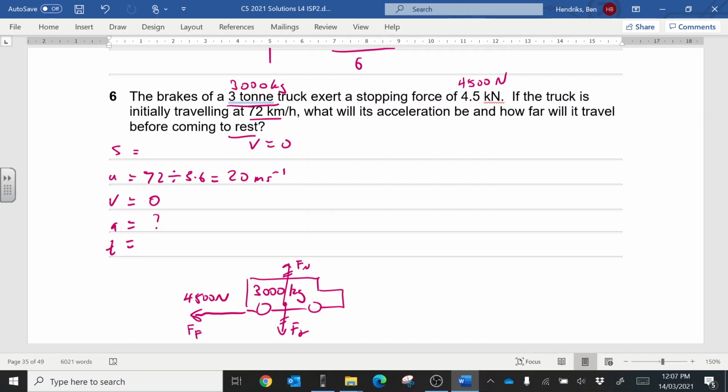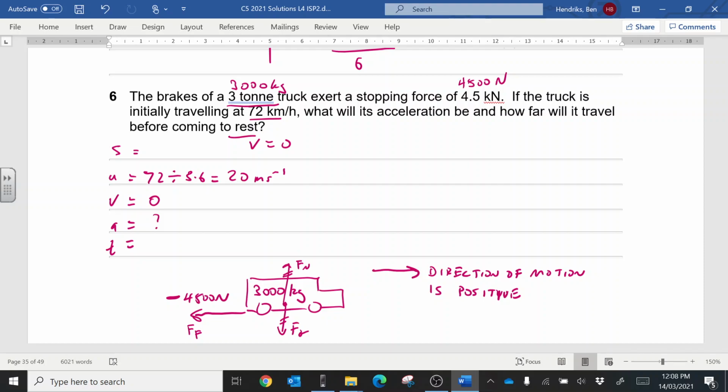Okay. So we have to label which direction is positive as well. Remember, we always have to do that. So we're going to say that the direction of motion is positive. We have to define that. Direction of motion is positive. So that means that this 4,500 newtons is negative. Okie doke.